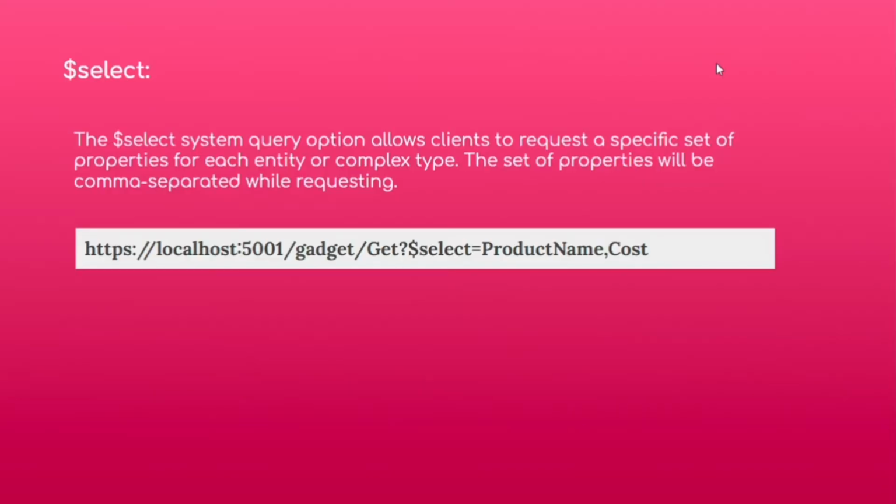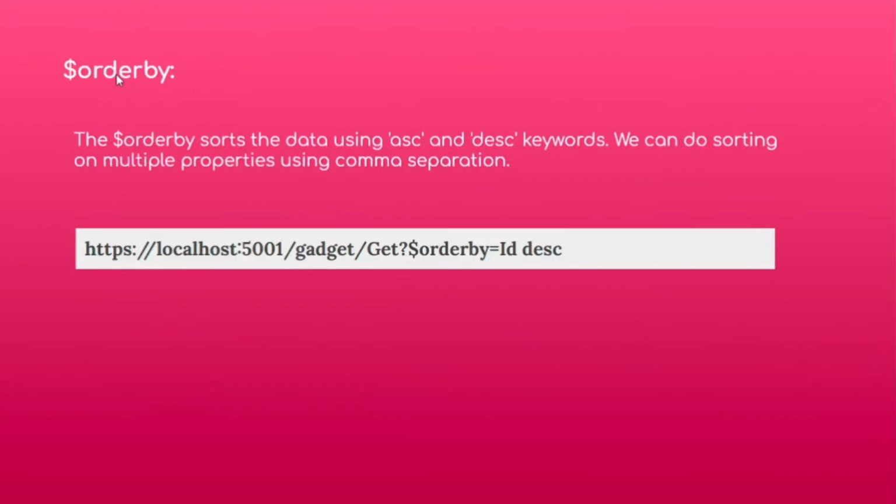Let's merge the OData queries with this URL. We will understand select and filter. Select is a system query option that allows the client to request a specific set of properties for each entity or complex type. The set of properties will be comma separated while requesting. So select is nothing but requesting what kind of properties the client needs. Suppose my table can have 100 columns, but the client doesn't need those 100 columns. He needs only 5 or 10.